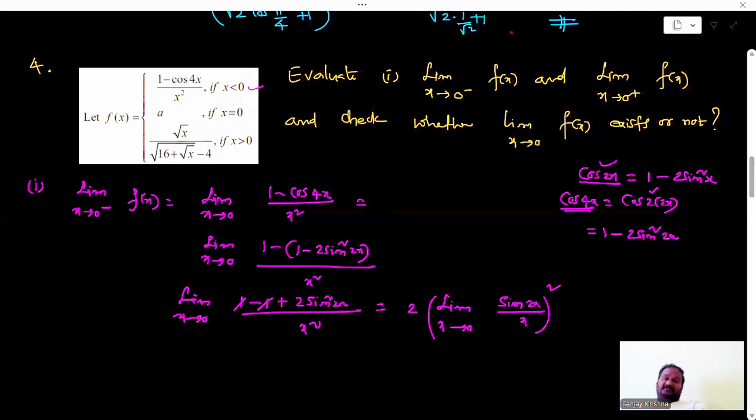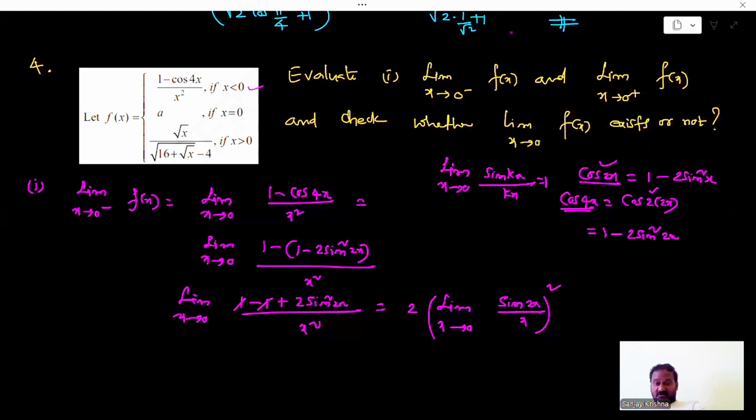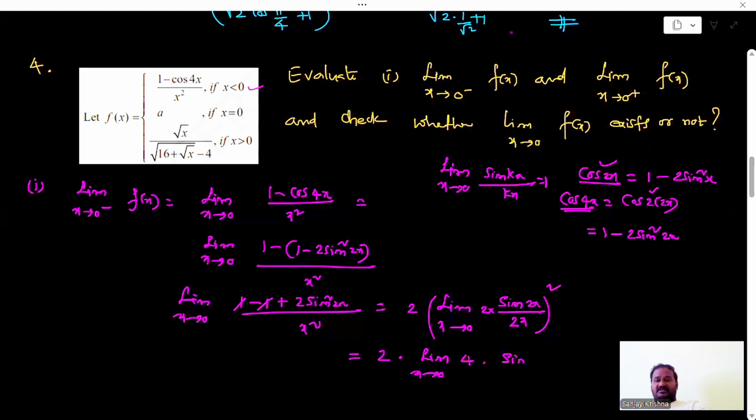Because you have a formula that limit x tends to 0 of sine kx divided by kx is equal to 1. Okay, you already derived this. So limit x tends to 0 of sine 2x by 2x should be there now. How do you get the 2x? So it is understood that multiply by 2 and divide by 2. Alright, then it is going to be 2 into limit x tends to 0. 2 square is equal to 4 into sine 2x divided by 2x whole square, right?